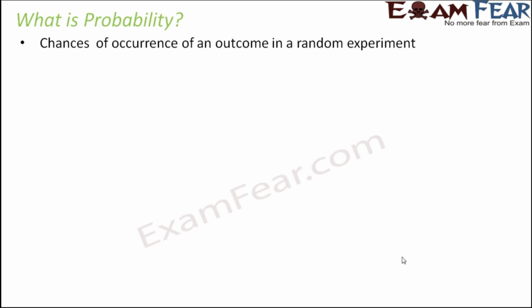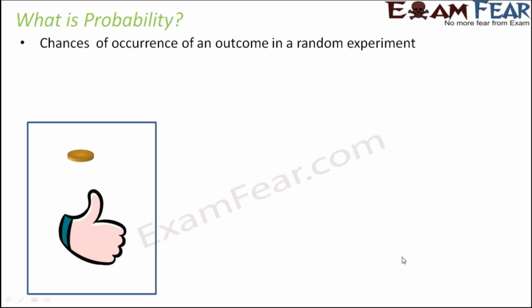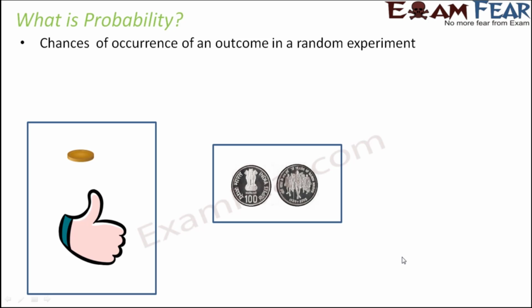Now what exactly is probability? It is the chance of occurrence of an outcome in a random experiment. Now a random experiment could be anything. When we are tossing a coin, that is a random experiment for us. And what could be the outcome of this experiment? The outcome could be a head. The outcome could also be a tail. So head and tail are two possible outcomes. Now, what is the probability or what is the chance that a head might come?